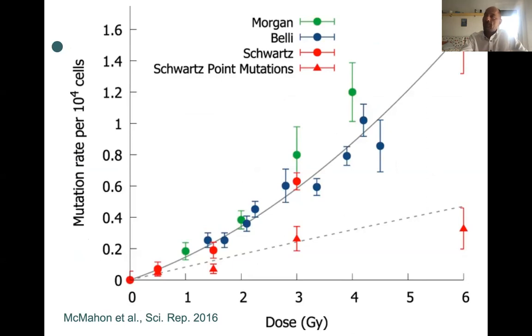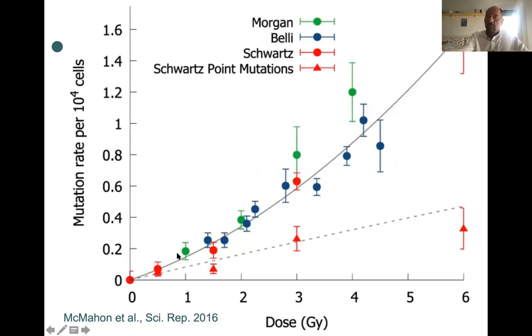This is a more recent review and calculation of the mutations in Chinese hamster ovary cells in the HPRT gene. You see, it's a collection of different experiments that show the average mutation rate per 10 to the 4 cells.